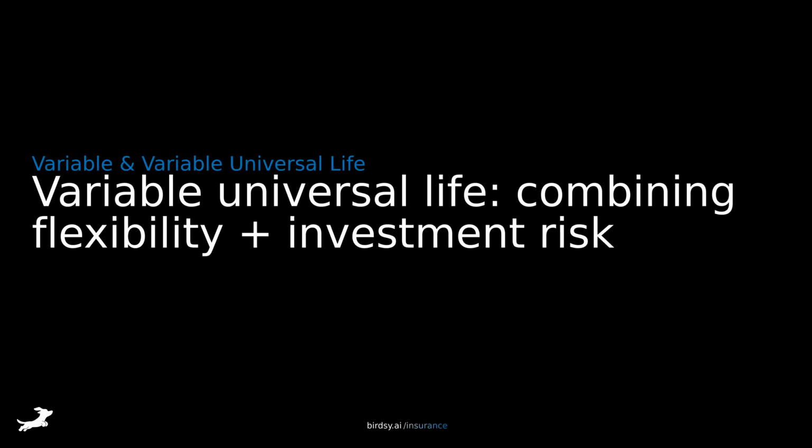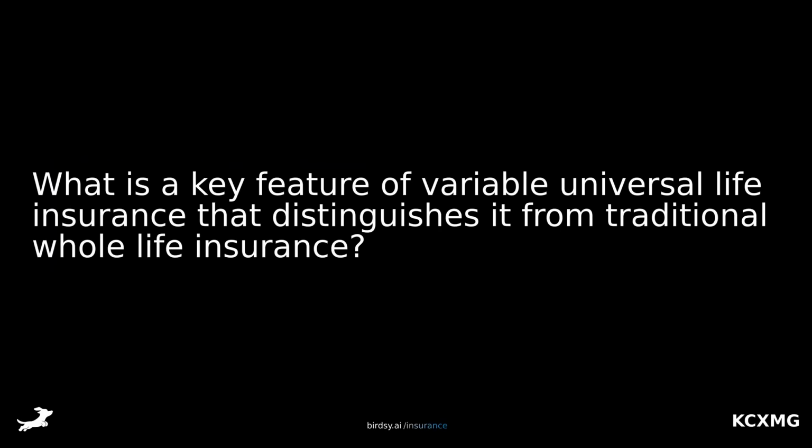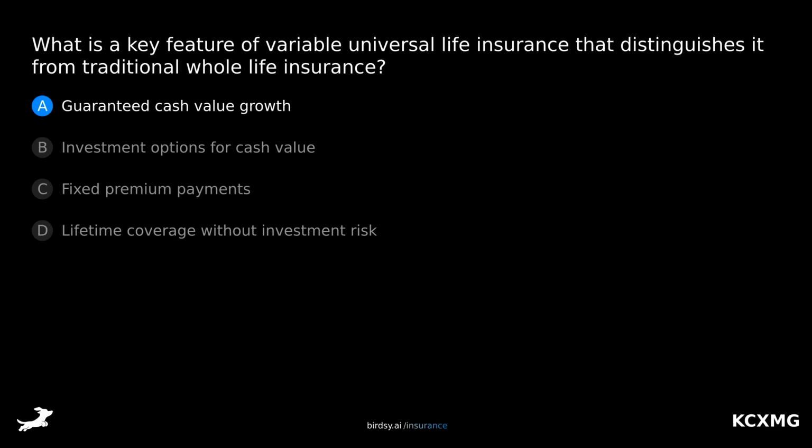Variable universal life, combining flexibility plus investment risk. What is a key feature of variable universal life insurance that distinguishes it from traditional whole life insurance? Is it A, guaranteed cash value growth, B, investment options for cash value, C, fixed premium payments, or D, lifetime coverage without investment risk? The answer is B, investment options for cash value.